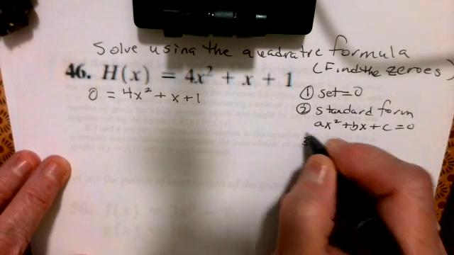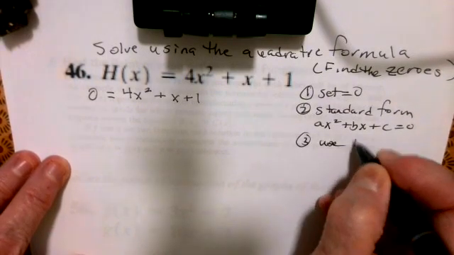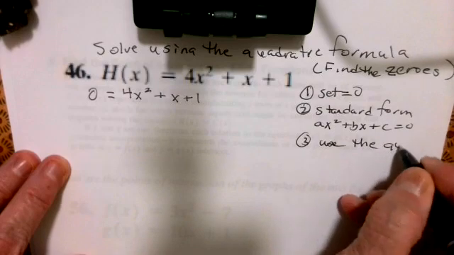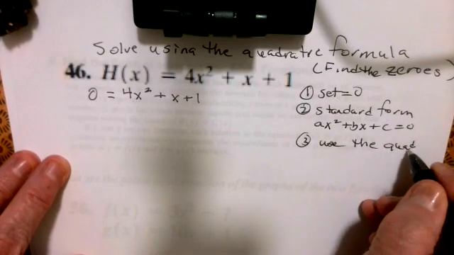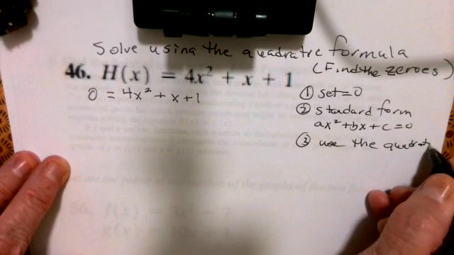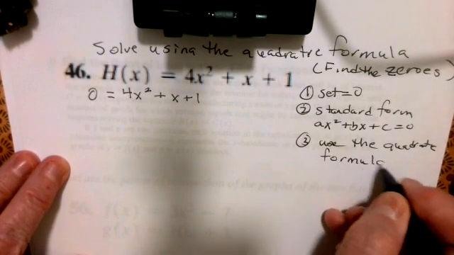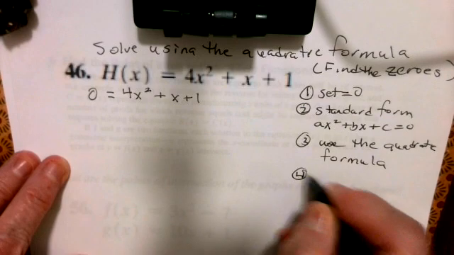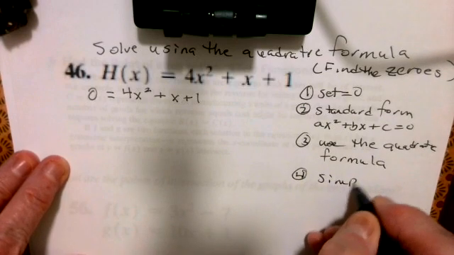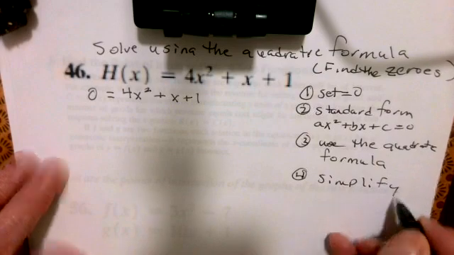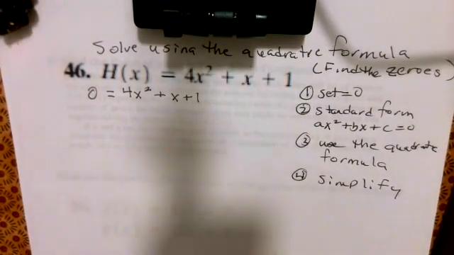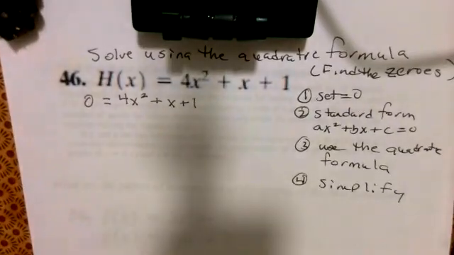And then you use the quadratic formula. So you've got to know the quadratic formula. And then you just simplify. Now, one thing that's good about the quadratic formula is it will always work for solving for the real zeros, if there are real zeros.